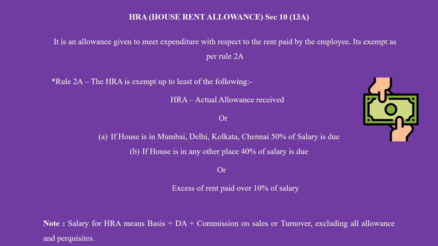For calculating HRA, we need to remember the meaning of the term salary for HRA purpose. Salary will be the basic salary plus the dearness allowance, DA, plus any commission that he has received on the sales or the turnover that he has made. Apart from all the other allowances and perquisites, only these three should be considered: basic, DA and commission on sales. So add these three, and that will be the salary for a person to calculate HRA. With these conditions, we will be seeing a few sums.